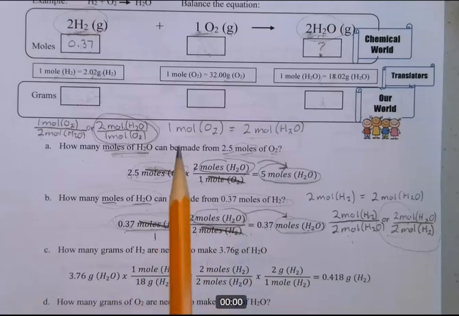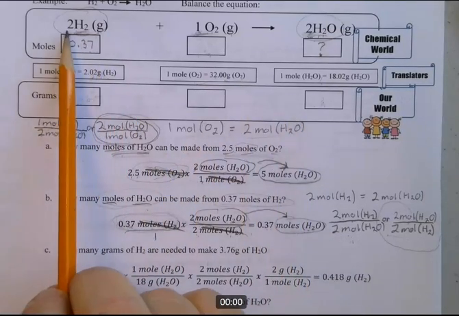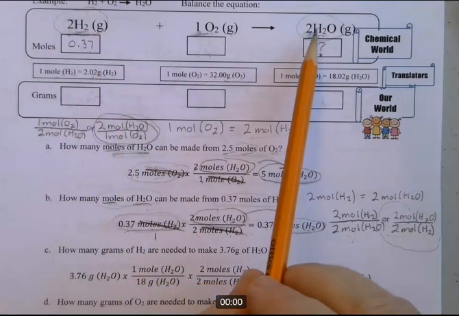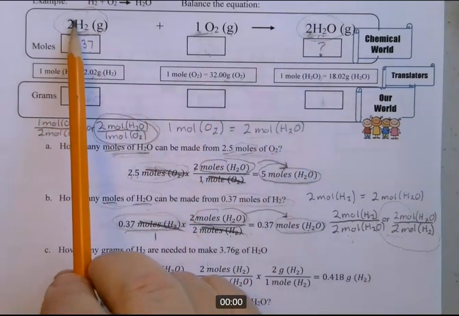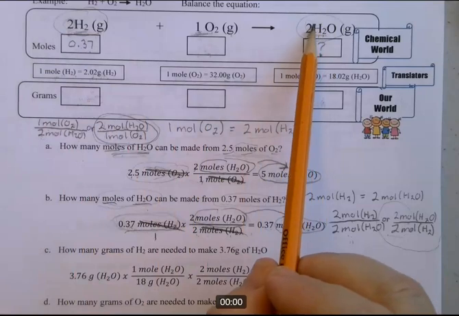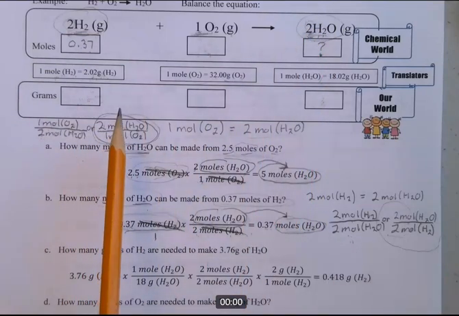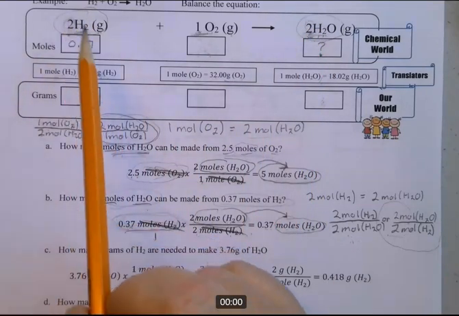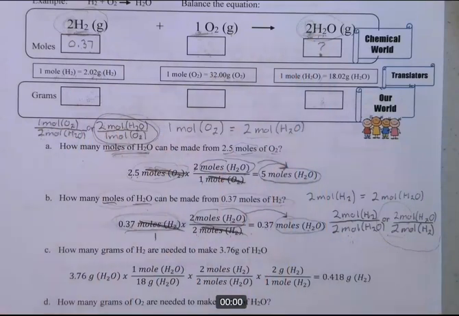And if you look up here, that makes sense. If you put in 2 moles of H2, you're going to get 2 moles of H2O. If you put in 0.37 moles of H2, you're going to get 0.37 moles of H2O. If you put in 47 moles of H2, you're going to get 47 moles of H2O. That's what's meant by a 1-to-1 relationship.